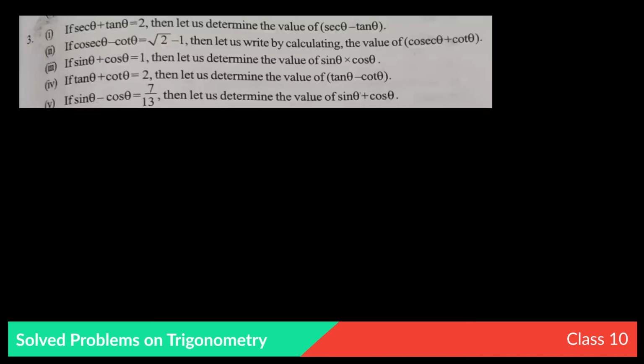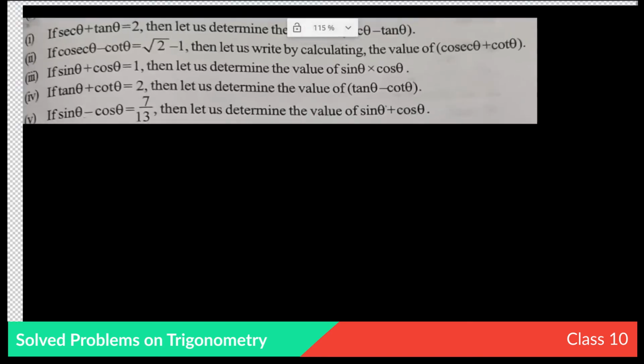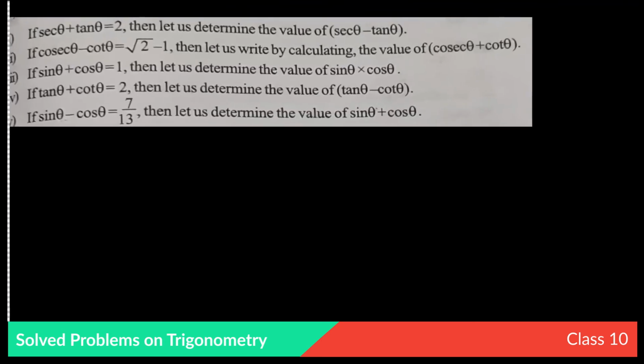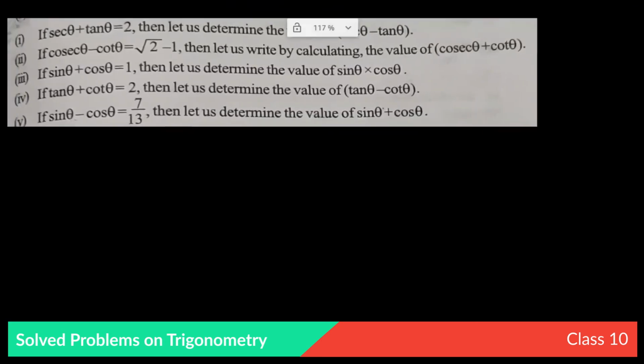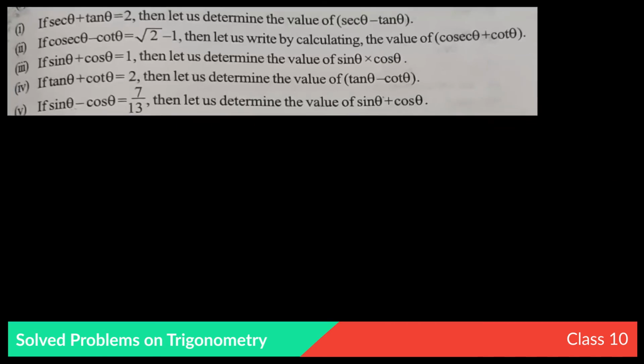Next, come to number 5, and there are 5 parts. We will do the first 5 parts today. So let's come to the first question, 5.1. It is given that sec θ + tan θ is equal to 2. Then let us determine the value of sec θ − tan θ. It is also a very easy sum.